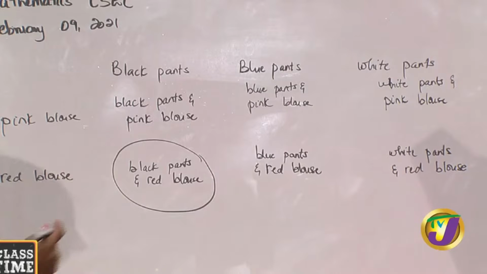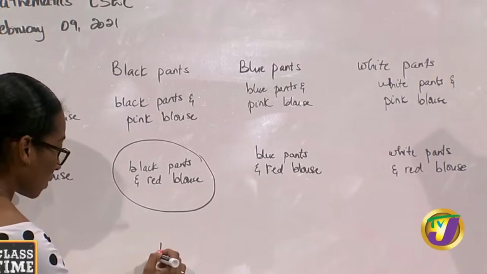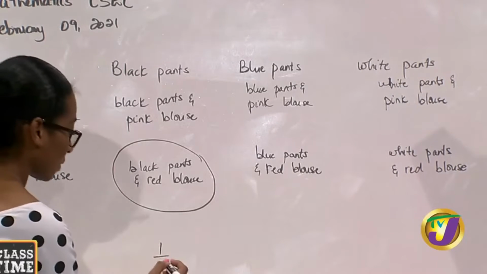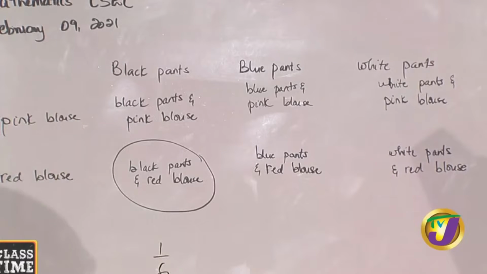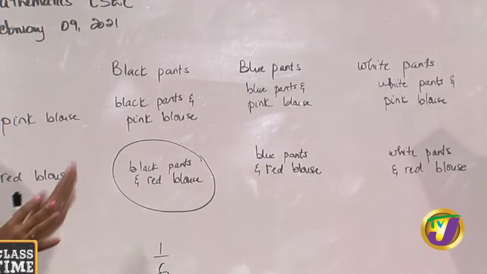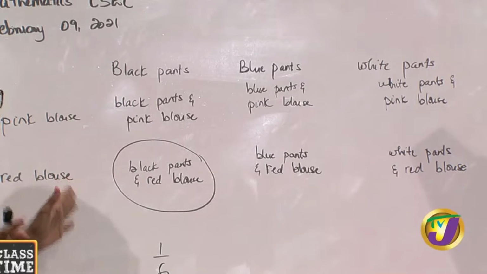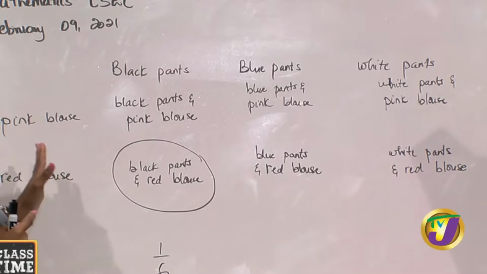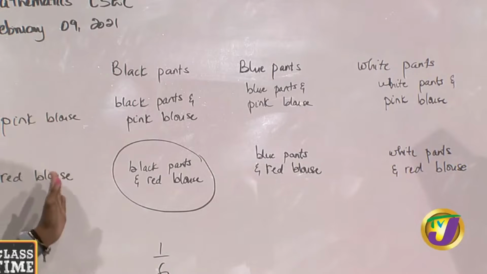It is once out of the 6 possible outcomes she can choose. Right. All right. So here it is now. She can wear anything she wants. But we're looking at the probability of her choosing black pants and a red blouse.